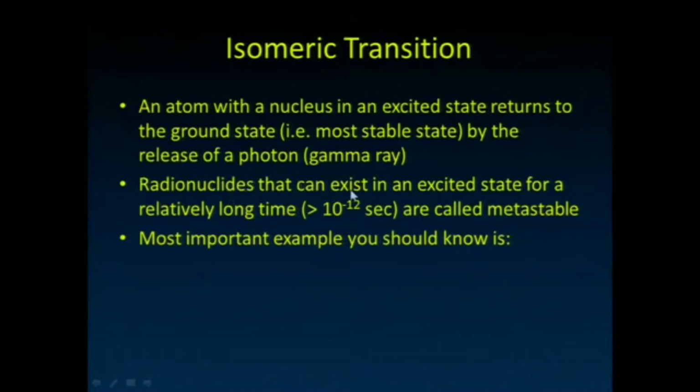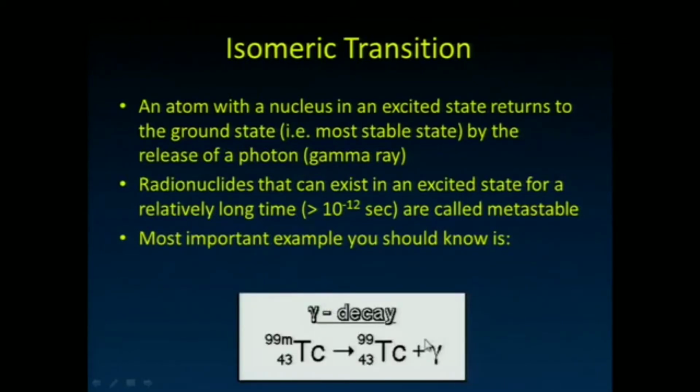Now, radionuclides that can exist in that excited state for a relatively long time, and we're talking about a relatively long time on the atomic scale, so greater than 10 to the minus 12 seconds, are referred to as being metastable. And the most important metastable radionuclide that you should know of that decays via isomeric transition is technetium-99m. As a matter of fact, in technetium-99m, the M is for metastable. And clearly technetium-99m is a real outlier, because it exists in that excited state for quite a bit of time. We've talked about the fact that its half-life is around 6 hours.